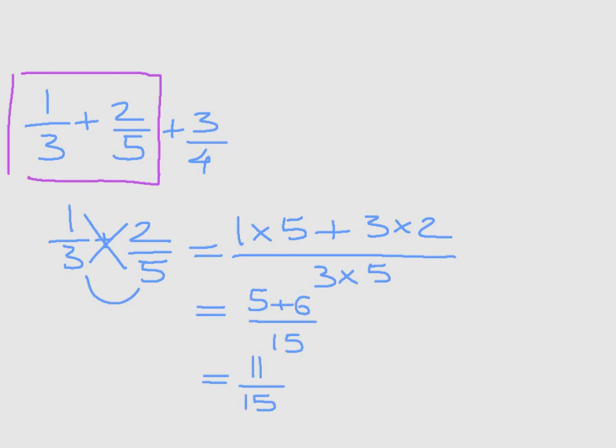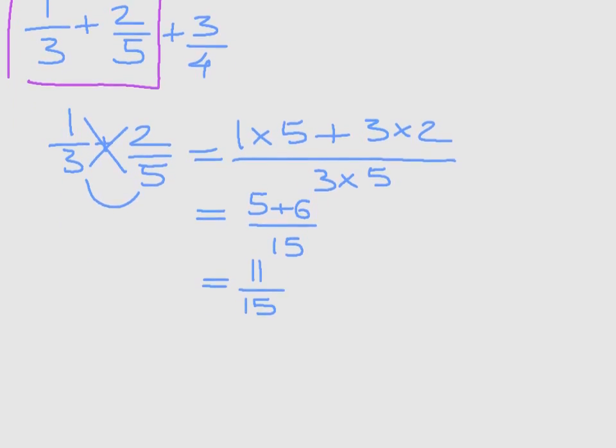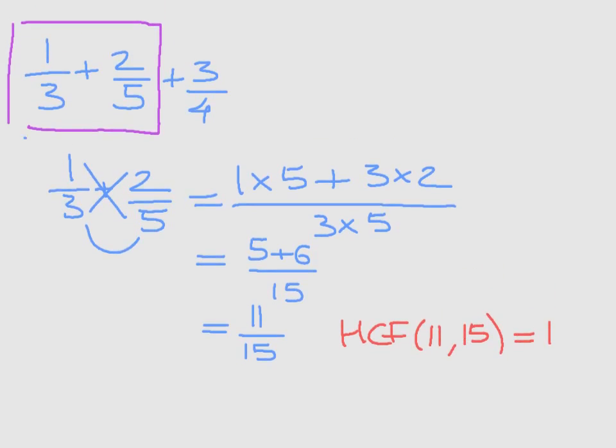Now we can't simplify that fraction because the highest common factor of 11 and 15 is 1, which you can check on your own. And I'll just write that right next to it here. HCF of 11 and 15 is equal to 1. Okay, now that that's done, our original operation which we had up here now sums up as a simple addition of two fractions.